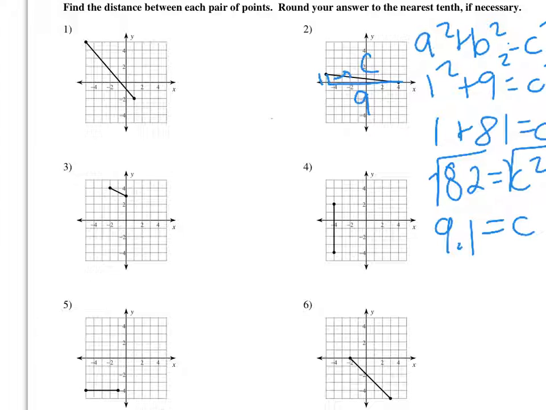Okay, go ahead and do 3, 4, 5, and 6. And I know your 4, I've actually already drawn the hypotenuse on there for you. So go ahead and do those, and then go to the next slide.